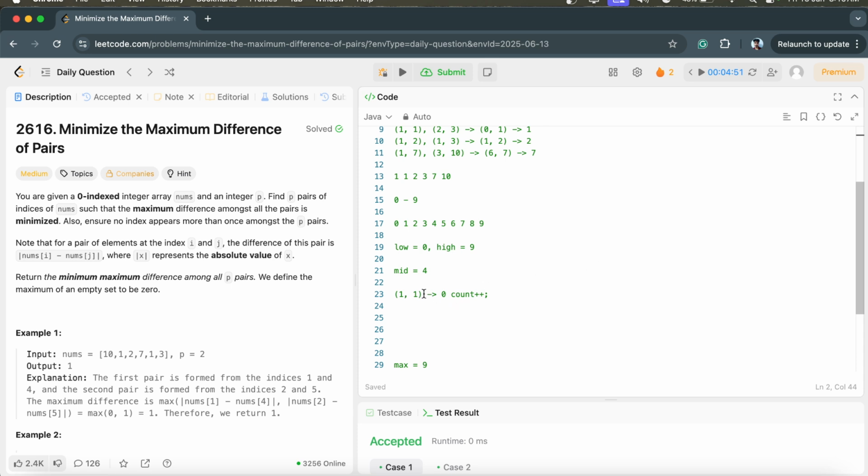Okay, so 1 and 1 is basically the first pair. The difference between 1 and 1 is basically 0, so the counter got incremented. Now the next pair we can consider is, since this is the array, let me get it right over here.